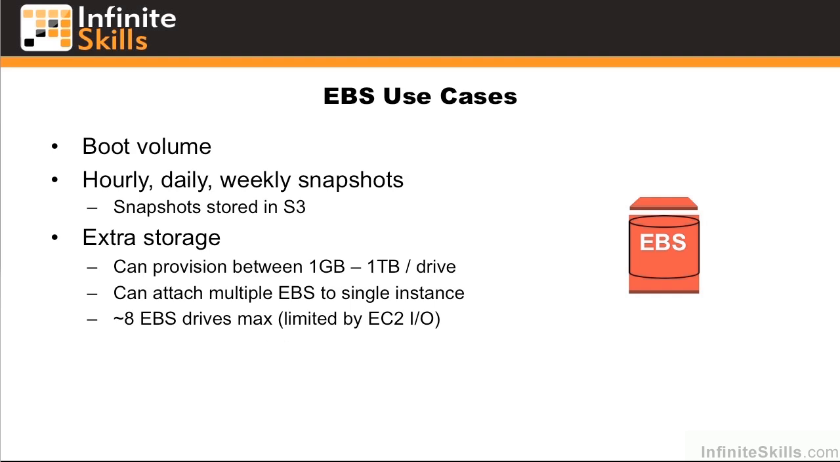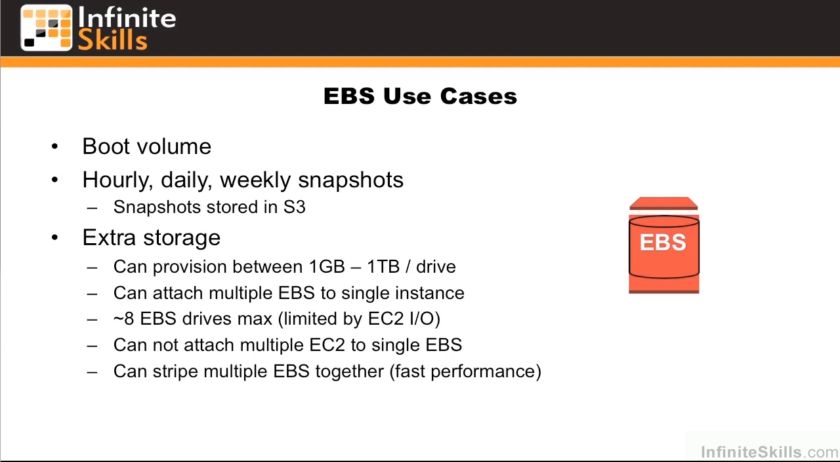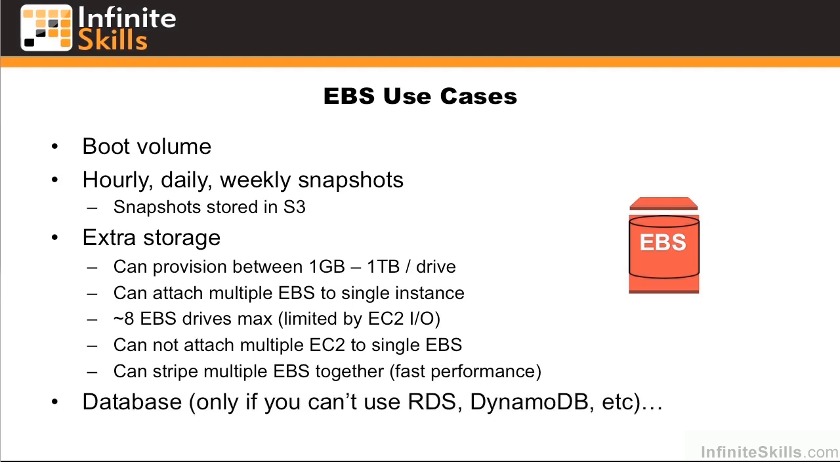You cannot, however, do the reverse. You cannot attach multiple EC2 instances to a single EBS. A single EBS volume can only be attached to a single EC2 at any given time. You can stripe multiple EBS volumes together for fast performance. You may also want to consider using EBS as a database. Really, the only time you want to consider this is if you decide you cannot use RDS or DynamoDB or SimpleDB or another one of the offerings that Amazon provides.